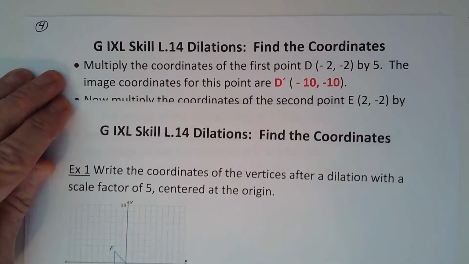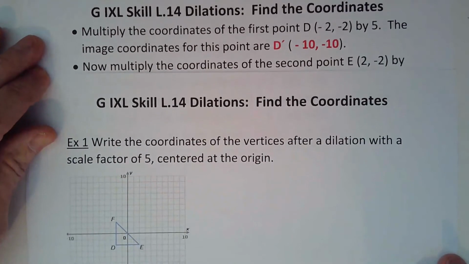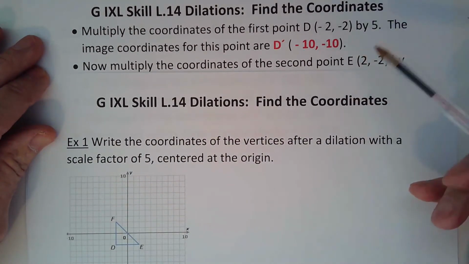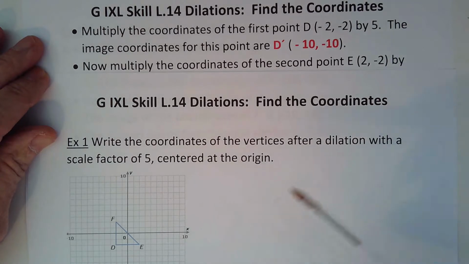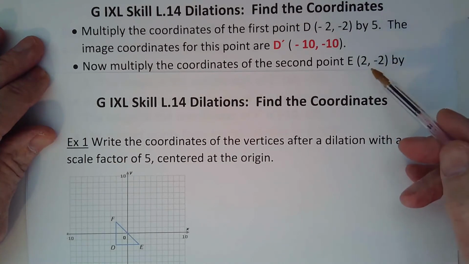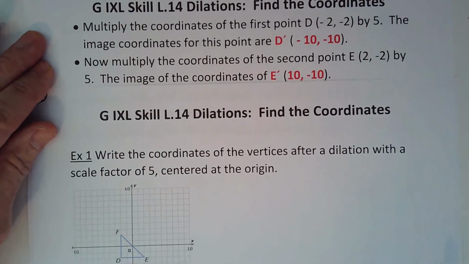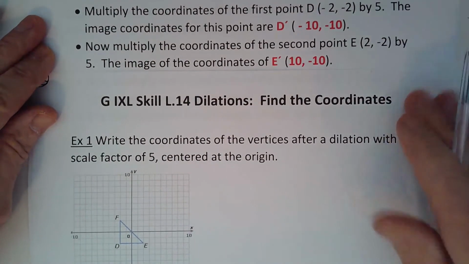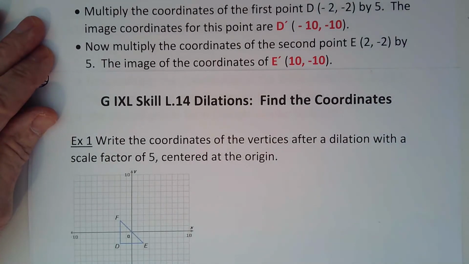Next, I'm going to multiply the second point, E, which is 2, -2, as it's shown down at the bottom. And I'm going to multiply it times the scale factor 5. So 2 times 5 again is 10 this time, and -2 times 5 is -10. So I'm going to have the image coordinates for E prime at 10, -10, and I'll write that down here at the bottom.